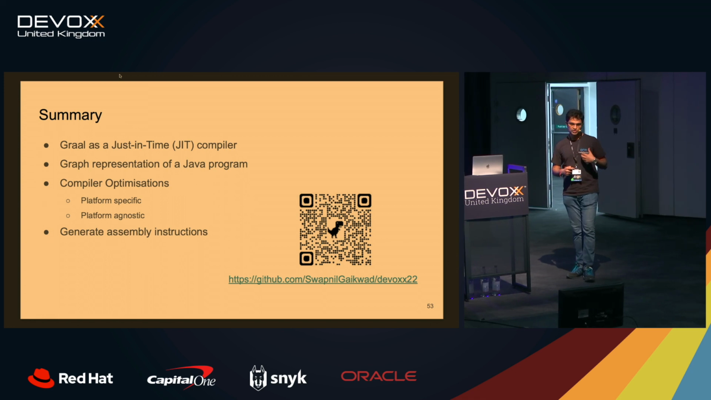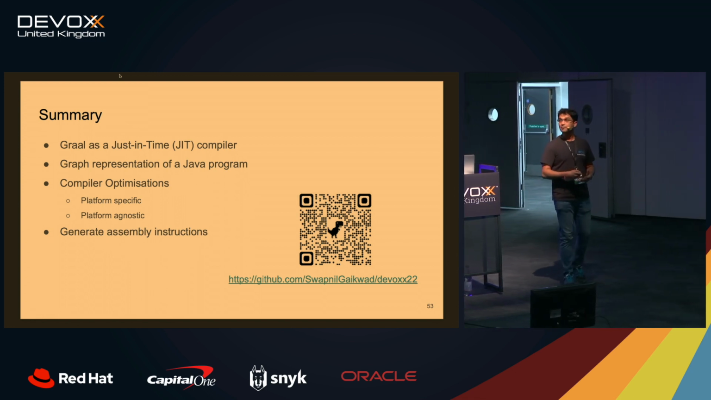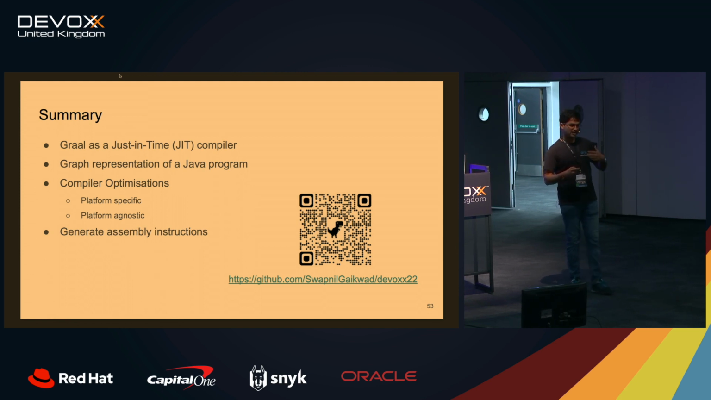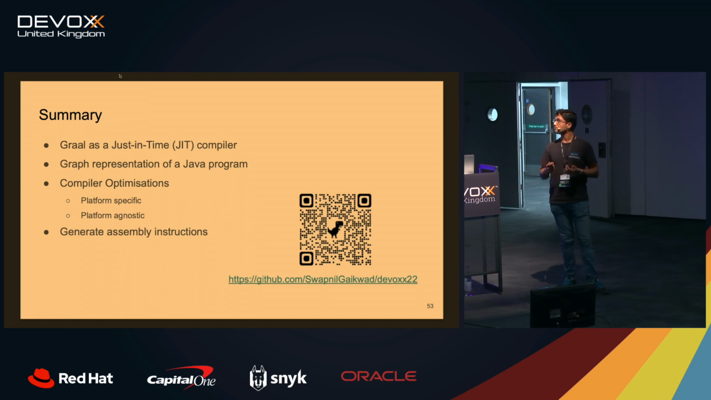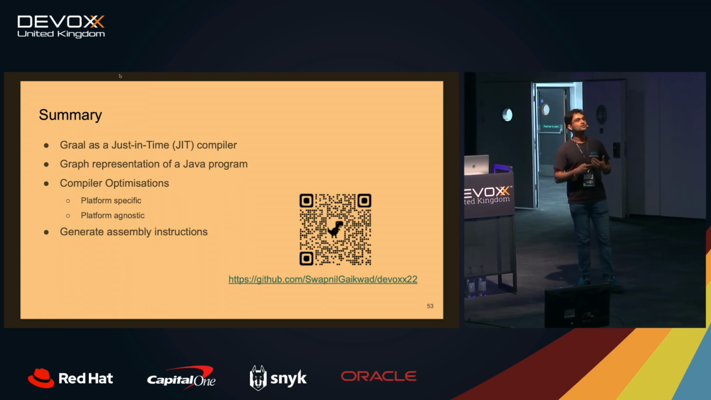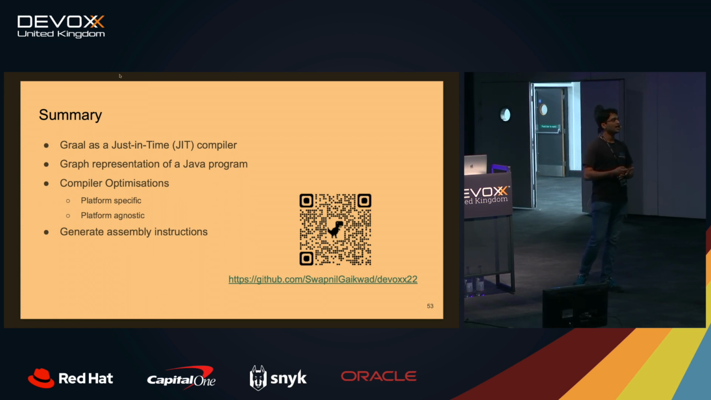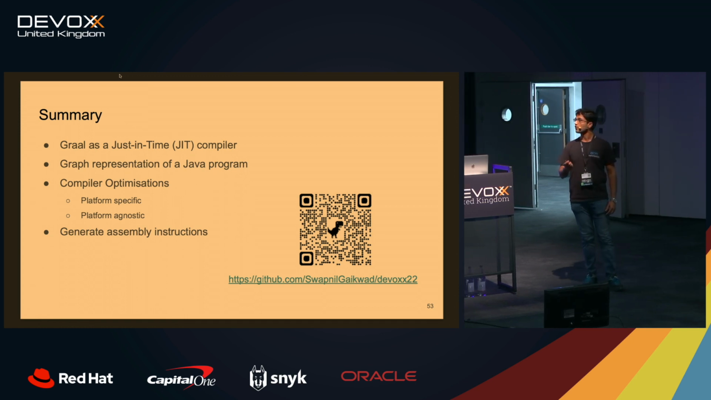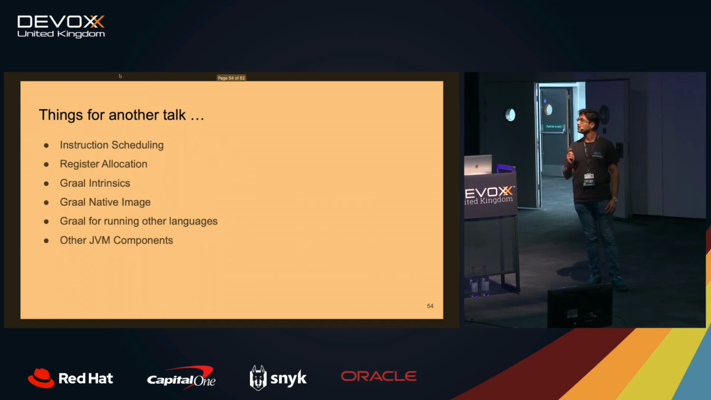So you can use Graal as a top tier JIT compiler in a HotSpot VM. You also saw a graph-based representation of a Java program. You saw certain optimizations, some were platform-specific, some were platform-agnostic. The platform-agnostic one was where we simplified multiply with the left shift, and the platform-specific one was emitting a special instruction to do both addition and the left shift in the same instruction. And we also saw how we go from the graph-based representation to assembly.